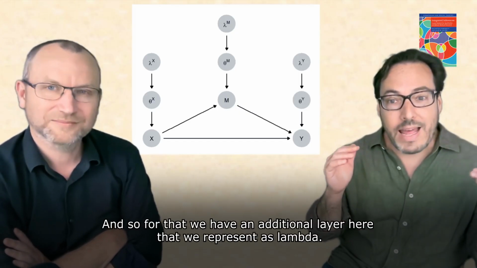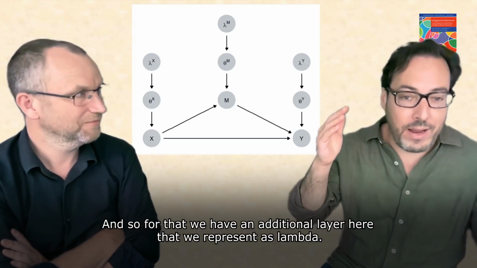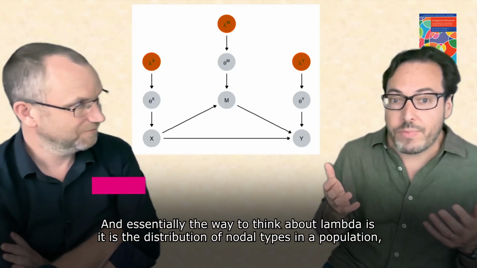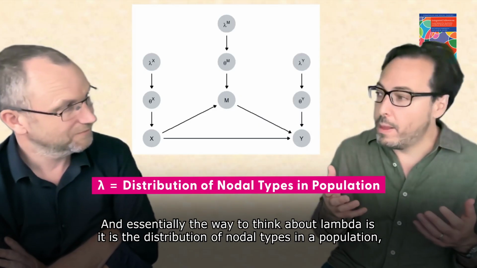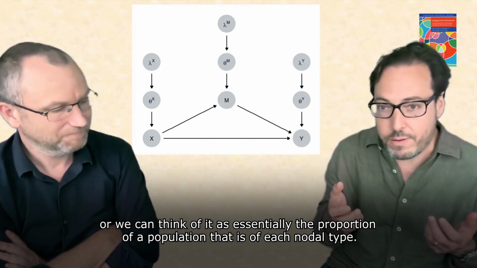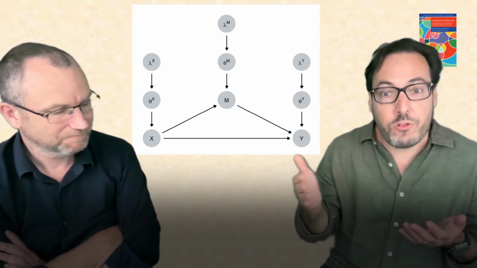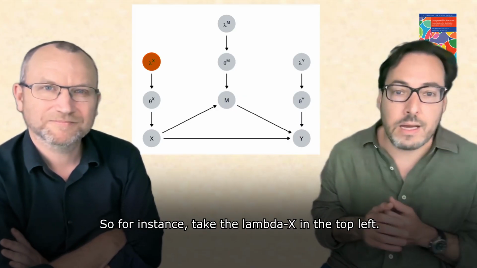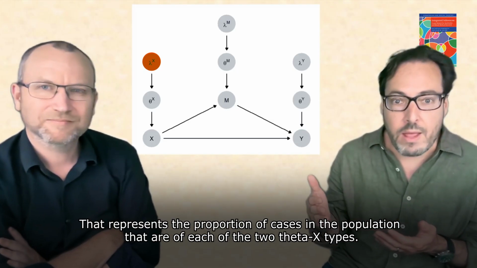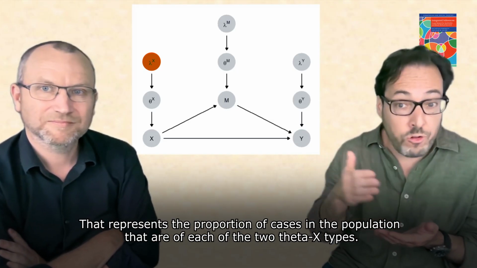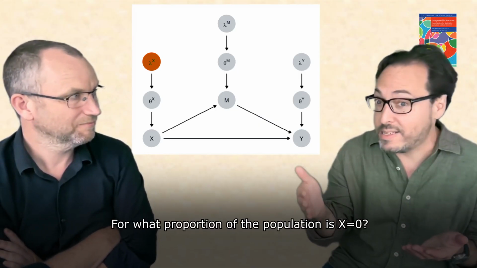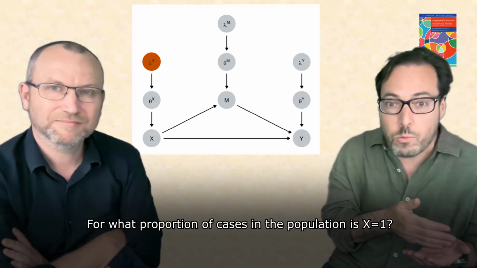And so for that, we layer on an additional layer that we represent as lambda. Essentially, the way to think about lambda is it is the distribution of nodal types in a population, or we can think of it as the proportion of a population that is of each nodal type. So, for instance, take the lambda x in the top left. That represents the proportion of cases in the population that are of each of the two theta x types. For what proportion of the population is x 0? For what proportion of cases in the population is x 1?